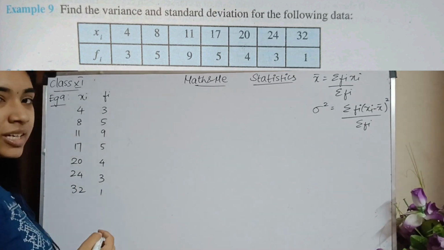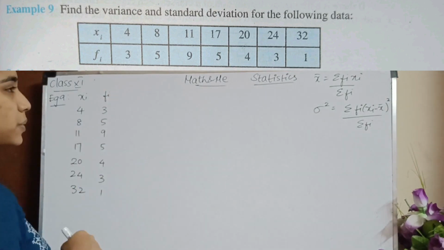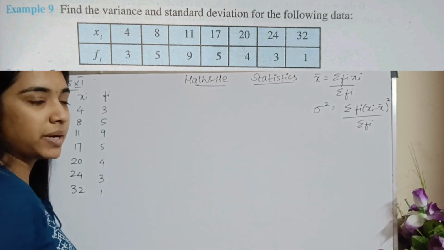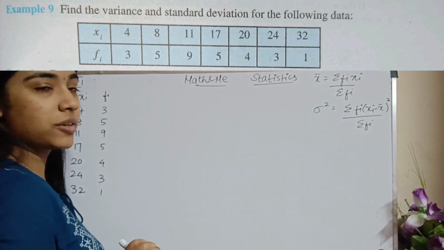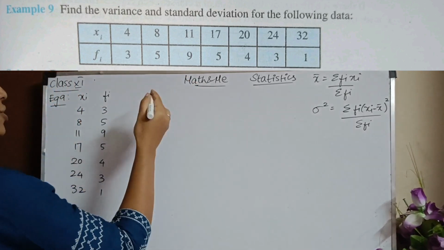Example 9, I'm given a discrete frequency distribution. So I have the frequency column. The mean formula is sigma fi xi divided by sigma fi, and this is my formula for variance. My fi gets included, frequency. So what all columns do you need?